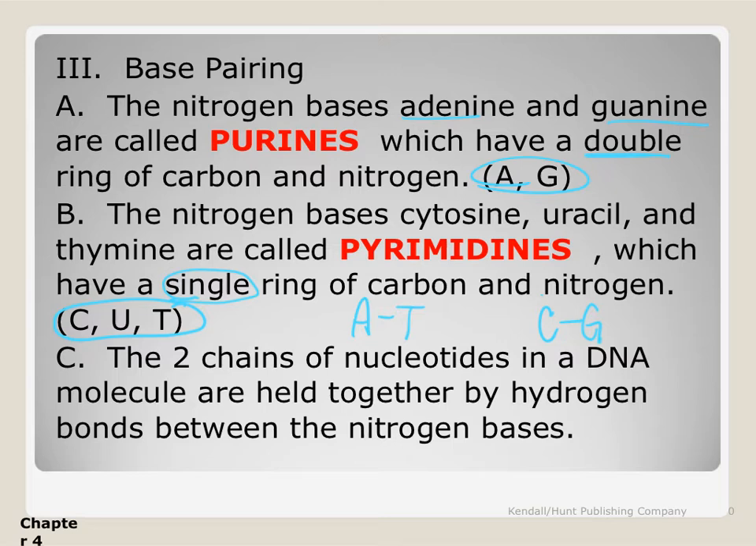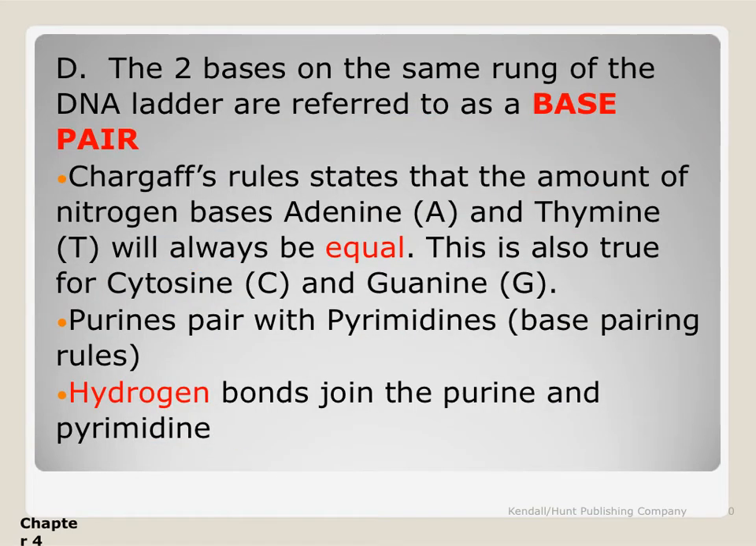So anyway, your two chains of nucleotides in DNA are held together by those hydrogen bonds between nitrogen bases. One base pair is the two nitrogen bases making up the same rung on the ladder. Now, you have someone called Chargaff. His rule states that you will have equal amounts of A's and T's because they base pair. The same thing is true for C's and G's. You'll have equal amounts in every DNA.